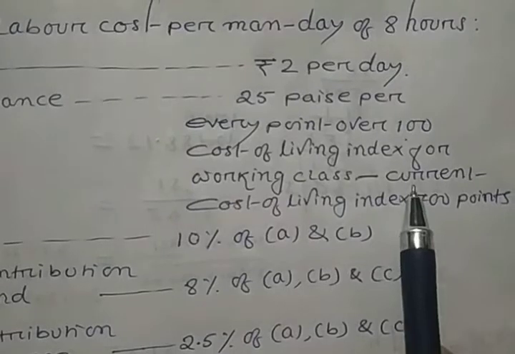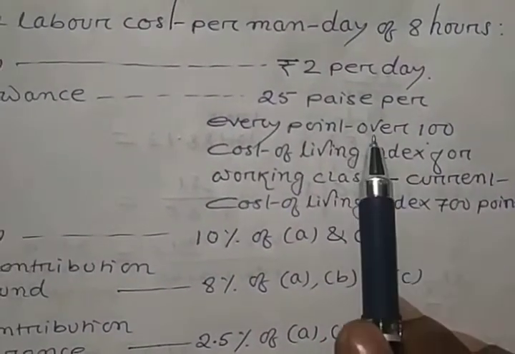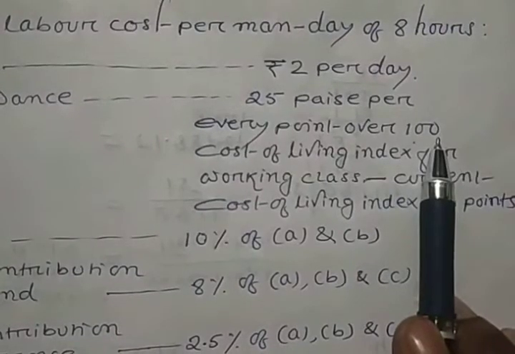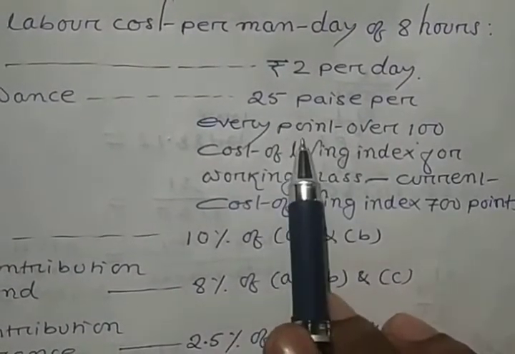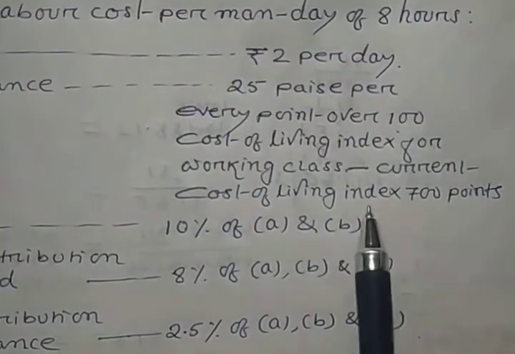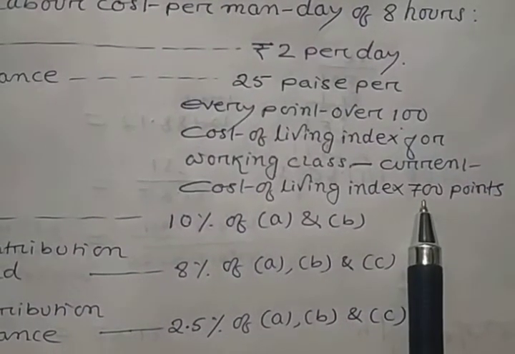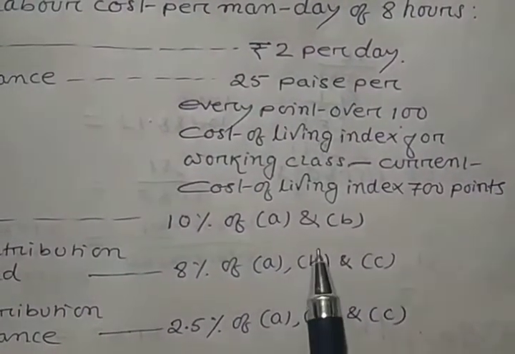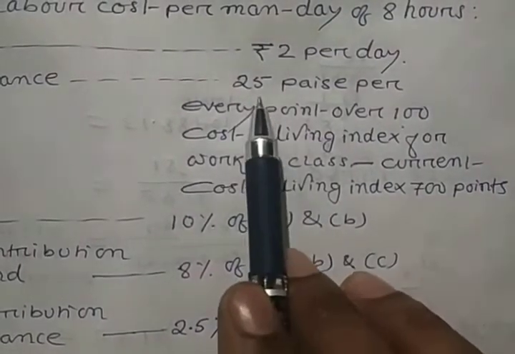And now the current cost of living index is given as 700 points. That means what? If it is over 100, then you have to calculate 25 paisa for every point. Now you see here, the current cost of living index is 700 points. That means how much has it increased? 600 points increase, right? So with this 600 you have to calculate 25 paisa.